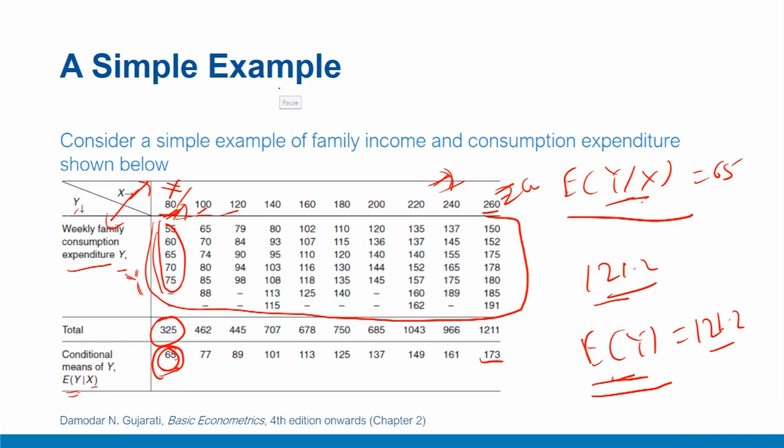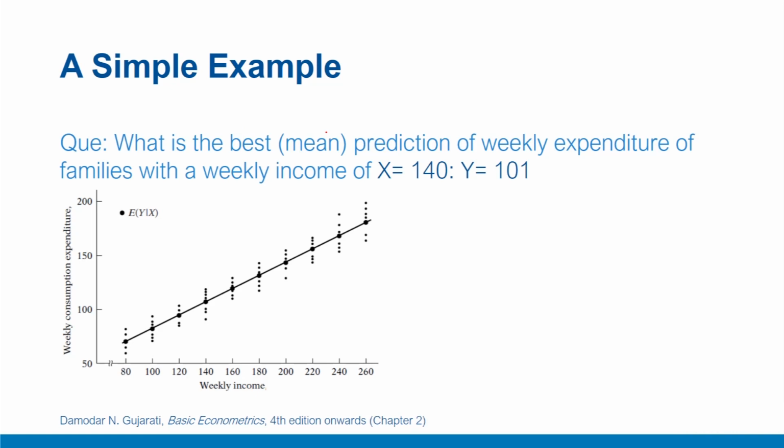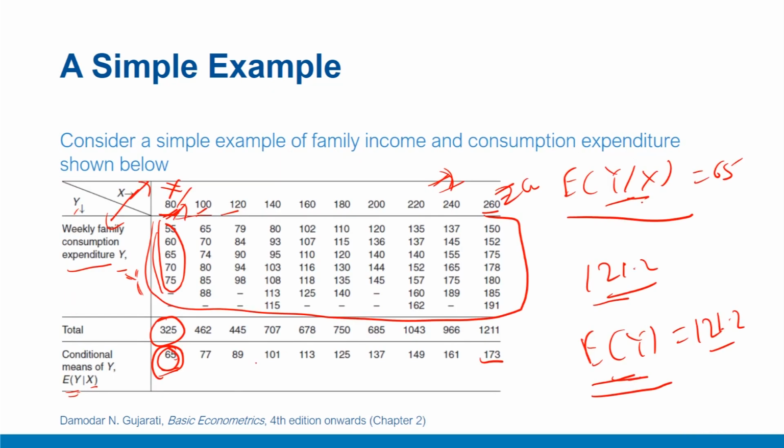Now if one asks what is the best prediction or mean value of weekly expenditure for an income of X equal to 140, then looking at this table, you will tell him a value of 101. That means the knowledge of income level, that is values of X, enables us to better predict the mean value of consumption. So our prediction of Y, which is the mean, improves as compared to the situation when we do not have that knowledge. So this is the essence of regression modeling.